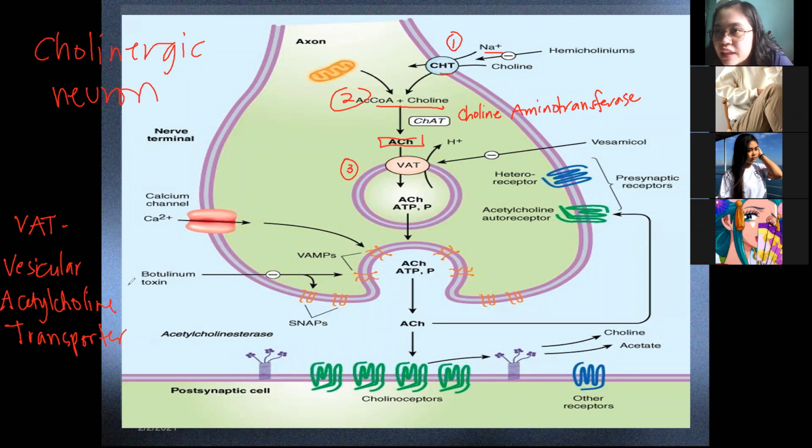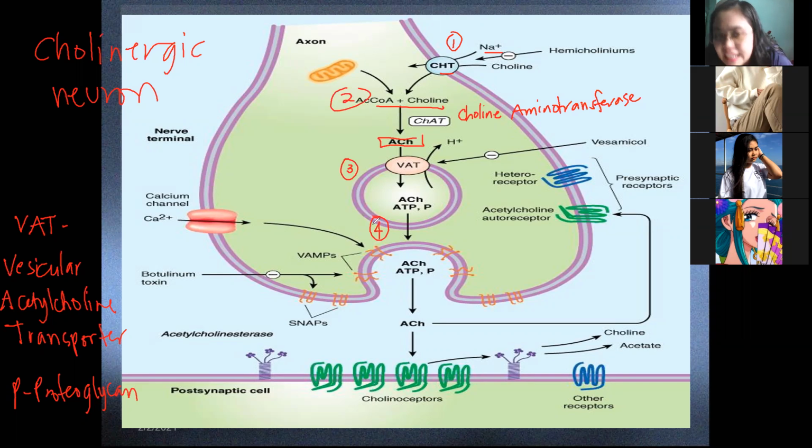So it will be stored inside the vesicle together with your ATP, that's our energy, and then the P. P is your proteoglycan. Okay? It's another molecule. However, we just need the acetylcholine here. After storing the acetylcholine, if we need it, then the next step will be the release of acetylcholine. So we are now on the fourth step, the release part.